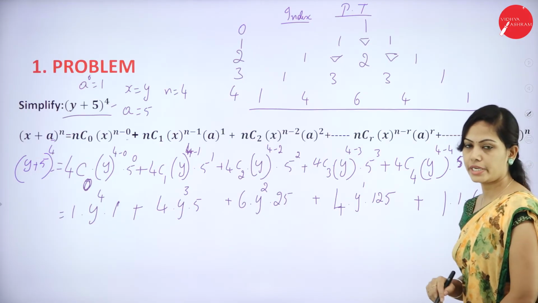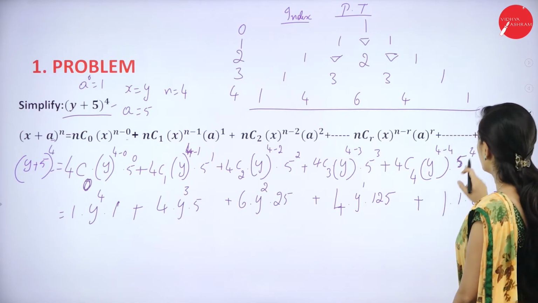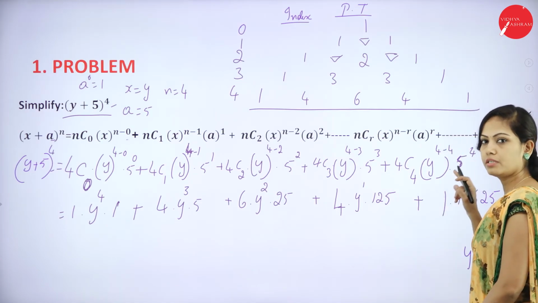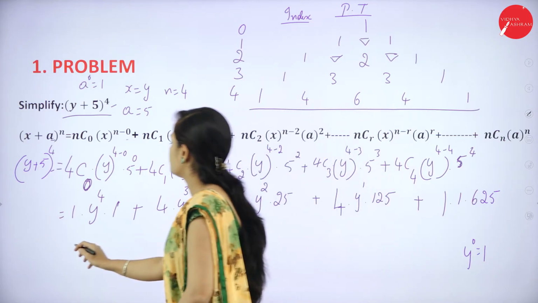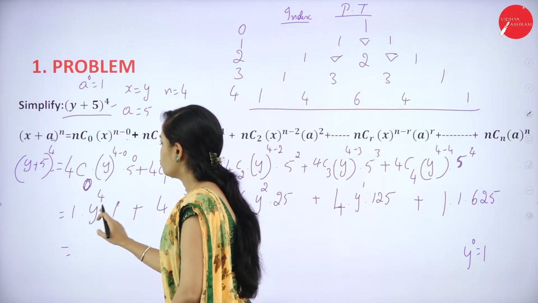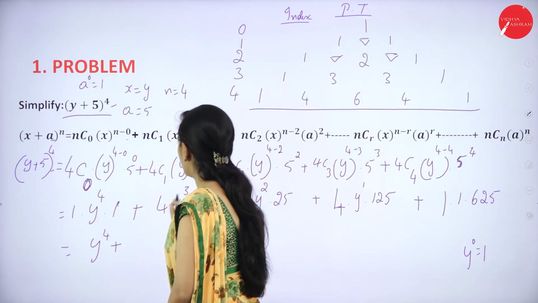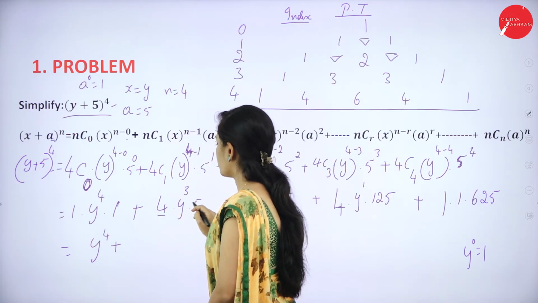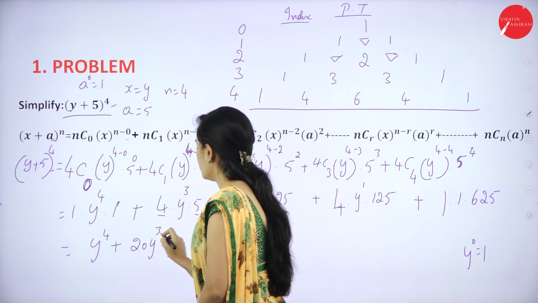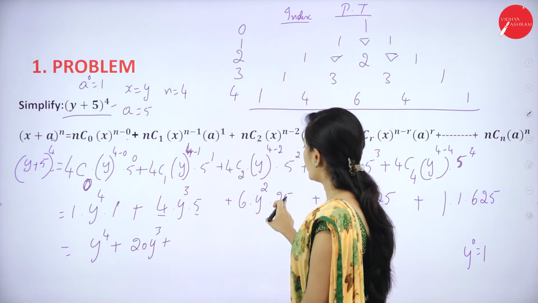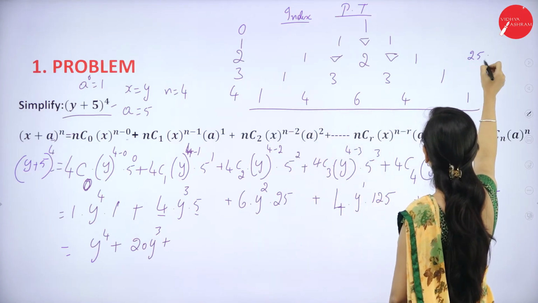You can use calculator, normal calculator. Please don't use scientific calculator. 5 power 4 means 5 into 5 into 5 into 5, you will get 625. So, now you can simplify this expression. 1 into y power 4 into 1 means it is y power 4 plus 4 into y cube into 5. 4 5s are 20 y power 3 and 25 into 6. Find out 25 into 6 and write the value.